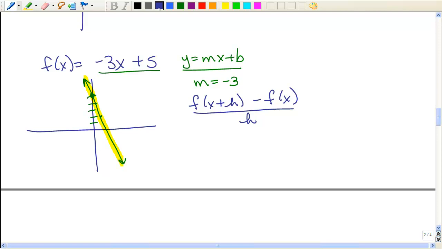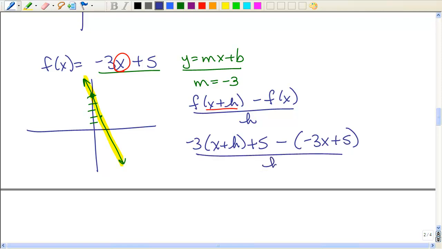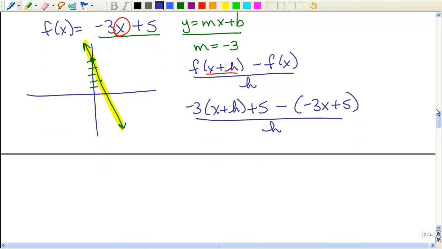All right, remember from previous sections, we're going to come back up here and substitute in x plus h for x. So we're going to substitute in x plus h for x. Don't forget the plus 5. Then we're going to subtract the given function, and then we're going to divide by h. All right, so let's keep going.